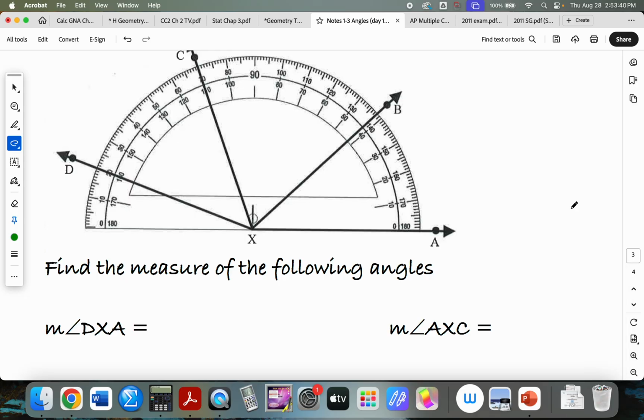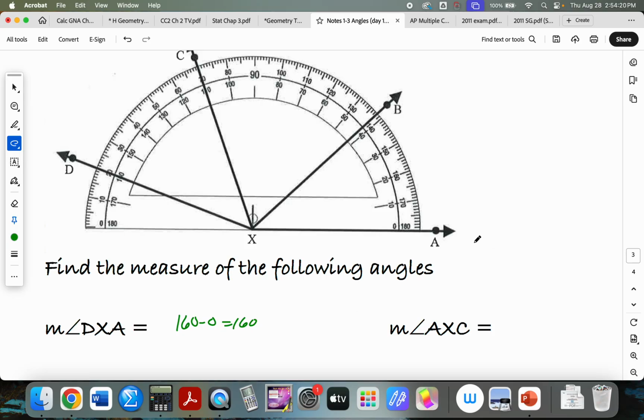Just like we did with segments to find the length, we just subtracted, we can do the same thing here. So let's say I decided to use the inside scale. If I'm using the inside scale, ray XA goes through 0, and ray XD goes through the 160. So I can say, just take 160 minus 0, and that's 160. I think that's the easiest way to do it.